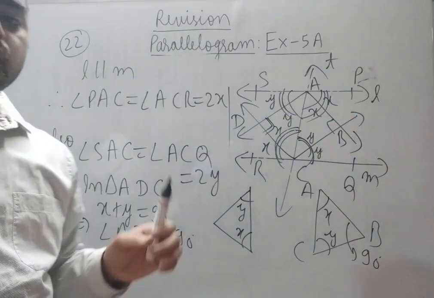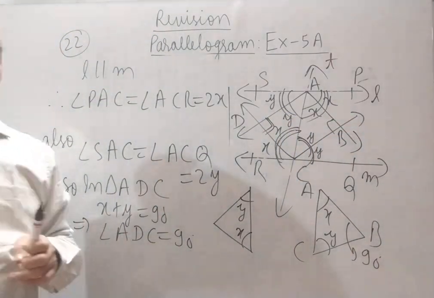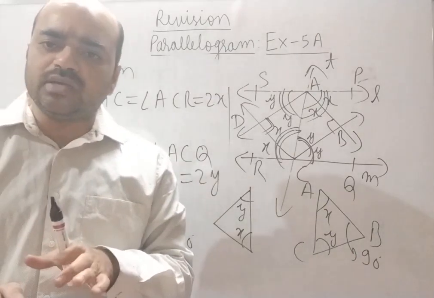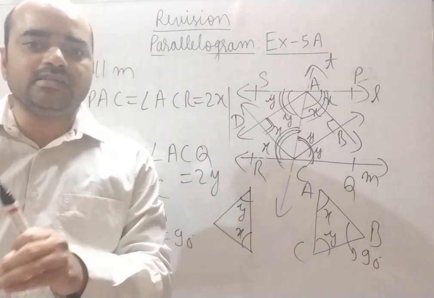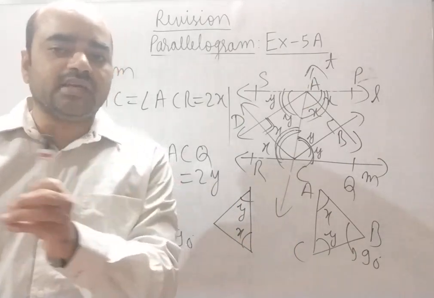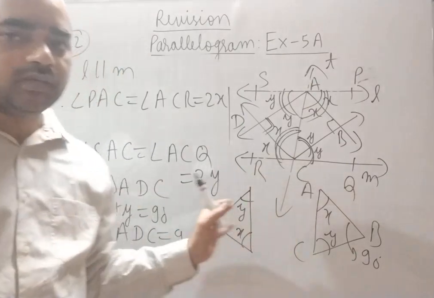So for proving any quadrilateral to be a rectangle, we have to prove only that each interior angle is 90 degrees. Clear?